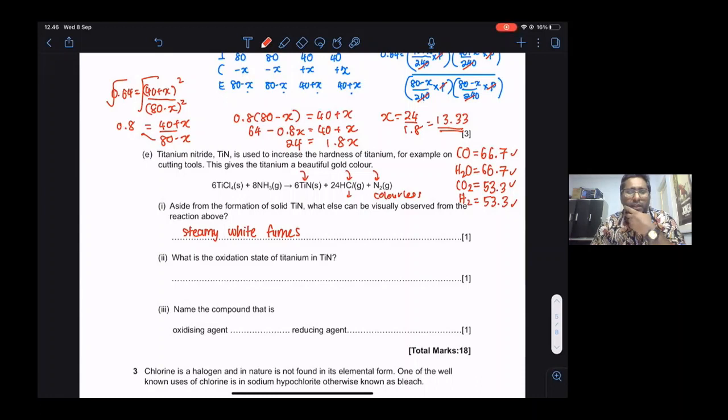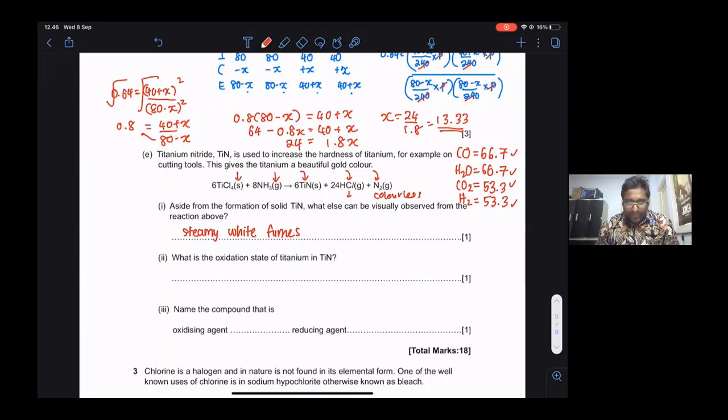Some students say, sir, I write effervescence. Why is effervescence not accepted? It's not accepted because you are reacting solid and gas. There is no liquid over there. If you are having bubbles formation and effervescence, there's no water over there. How do you expect to see effervescence? So the answer, effervescence, will not be considered. Bubbles will not be considered. We will only take steamy white fumes.